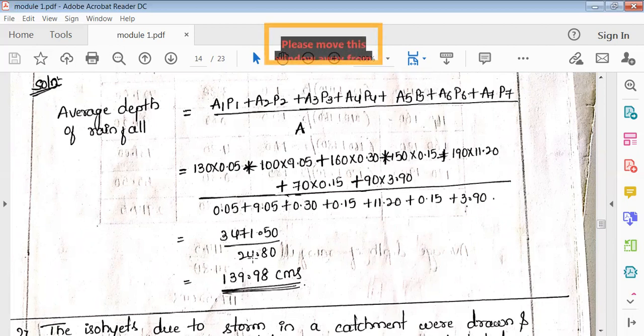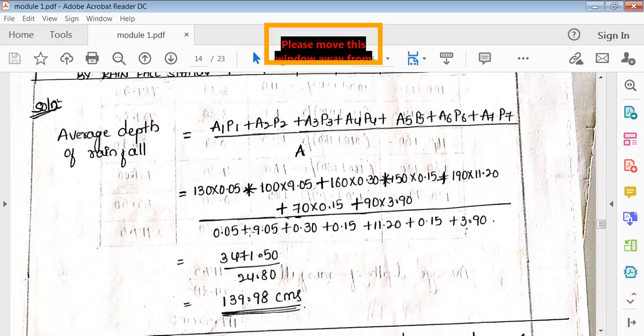The total A into P values will be 3471.5 divided by 24.8. This is in centimeters: precipitation in centimeters into area in centimeter square, so the square will cancel and you're left with only centimeters. So the total average depth of rainfall is 139.98 centimeters using the Thiessen polygon method.